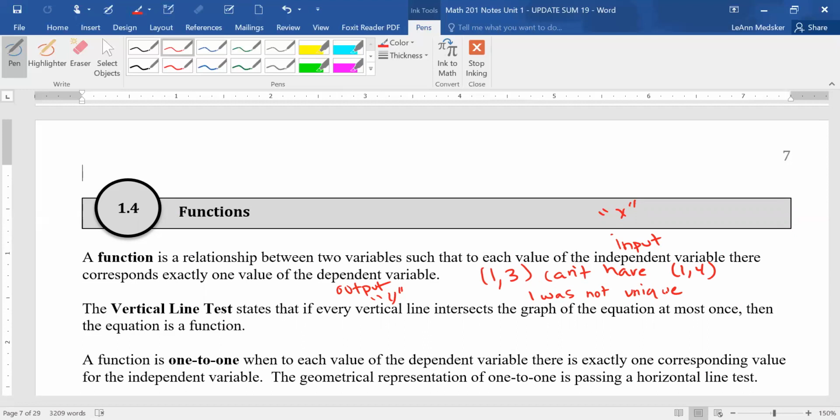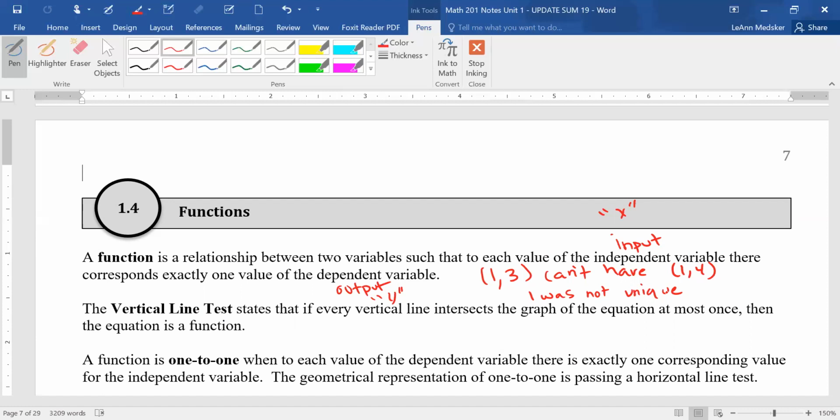The vertical line test is used if you're given graphs and they ask you specifically what is the possibility of this thing being a function. So if you draw vertical lines all the way across the graph, if it's a function, each vertical line will only touch your curve or graph once per line. If that happens, then it is a function. If it doesn't happen, it is not a function. It's just an equation that was graphed.